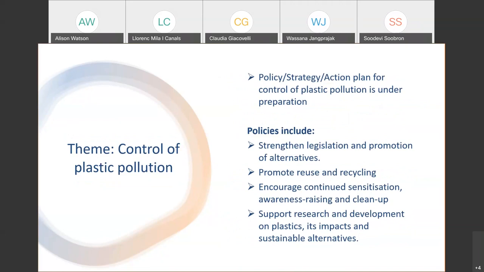So the theme, as I said, was chosen for the last Assise de l'Environnement. A policy was developed on strengthening the legislation and promoting alternatives. The second one was promoting reuse and recycling. The third one was to encourage sensitization. And the fourth one was to support research and development. Next slide.